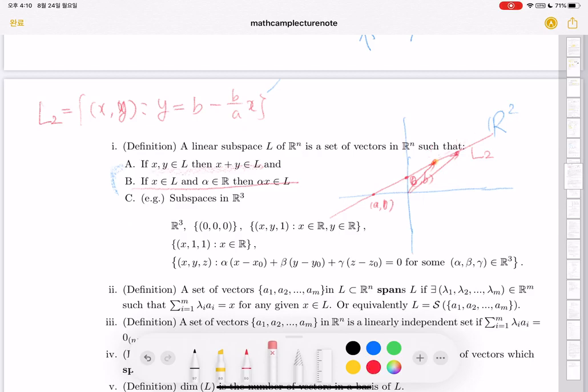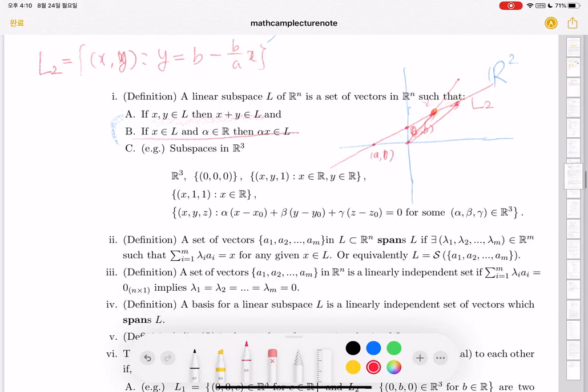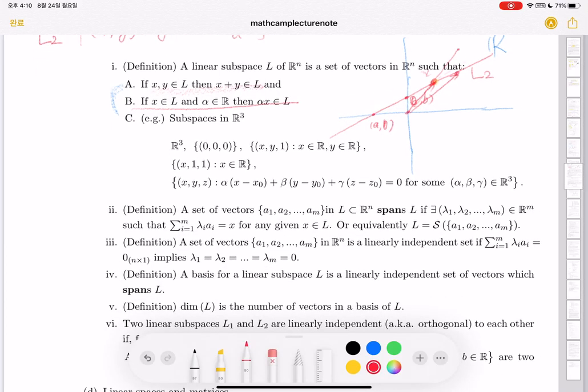The second condition is violated too, because if this is x and let's make twice the vector x, then 2 times x is here and it's not in L2. So this subspace is not a linear subspace. What you can understand is, a linear subspace must contain the origin. So 0, 0 must be in the linear subspace.